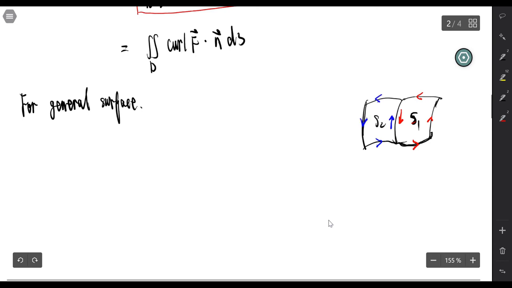So on the line where they intersect, one goes forth and one goes back. So we can cancel that for L. On L, the integrations cancelled. So we can evaluate both parts separately and then add together. That's the proof. So we complete the proof.